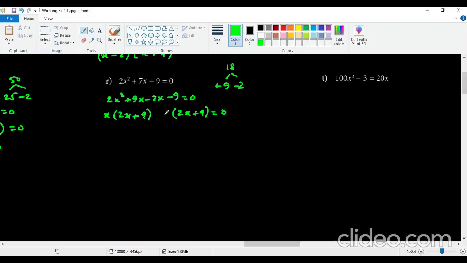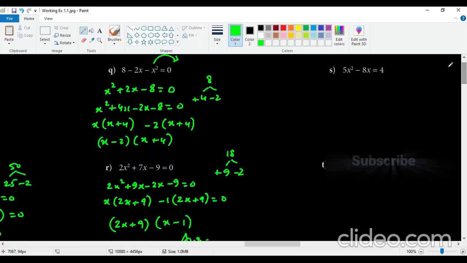Look at the third term, which is minus 2x. When multiplied by minus 1 is going to give you minus 2x. So first bracket is going to be 2x plus 9, and second bracket is going to be x minus 1, which is the correct answer for this question. Moving on to the next question, which is S.